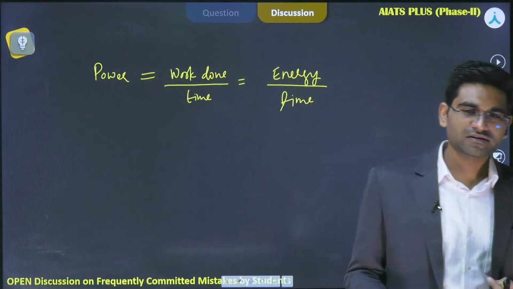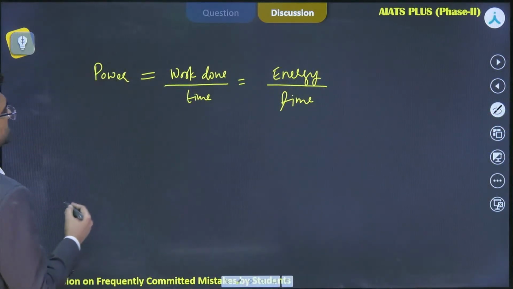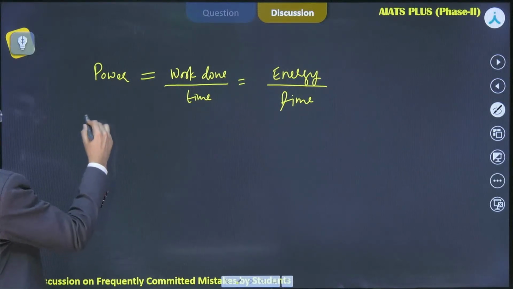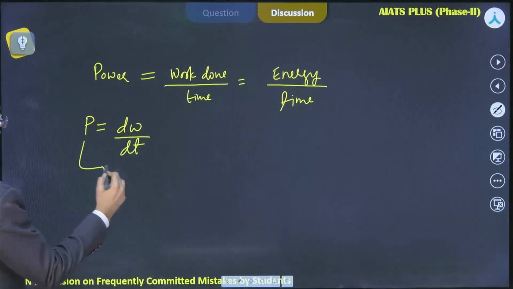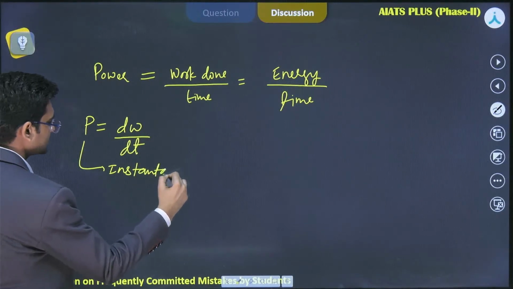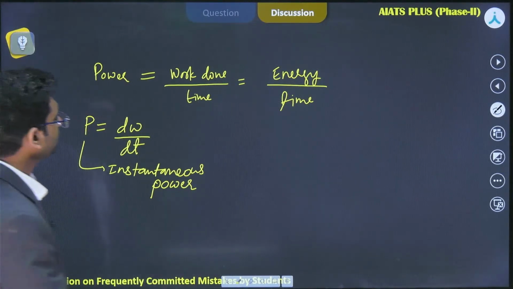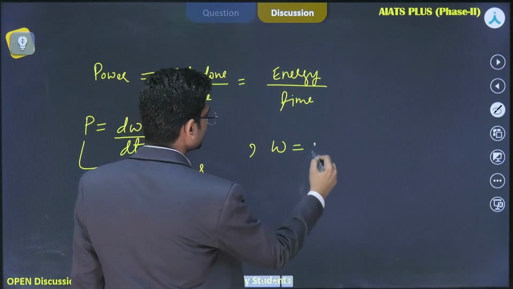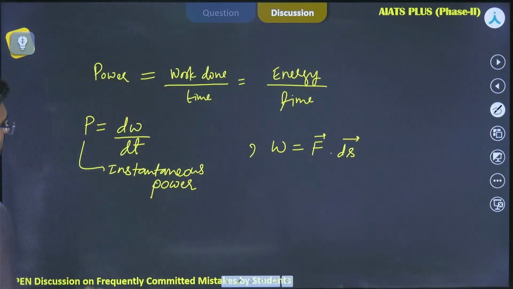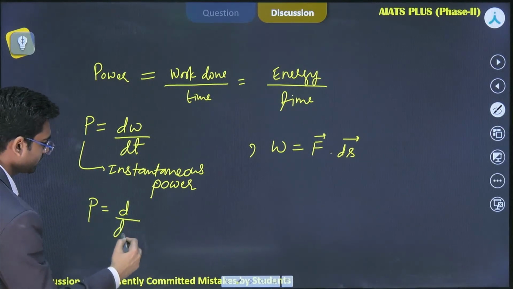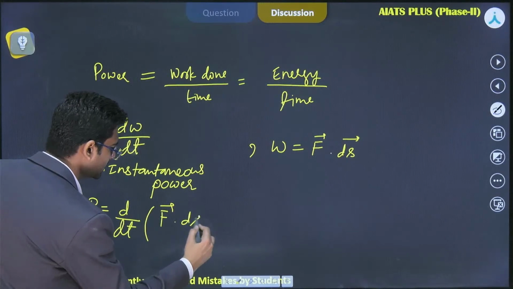So we know how to calculate the average power. We can also find the instantaneous power. So what is the instantaneous power then? As we know, P is equal to dW by dt. We have to find the instantaneous power, and that will be equal to dW by dt. Now what is the formula of W? W is F dot ds, displacement. So power can be written as d by dt, which is the differentiation, of F dot ds.